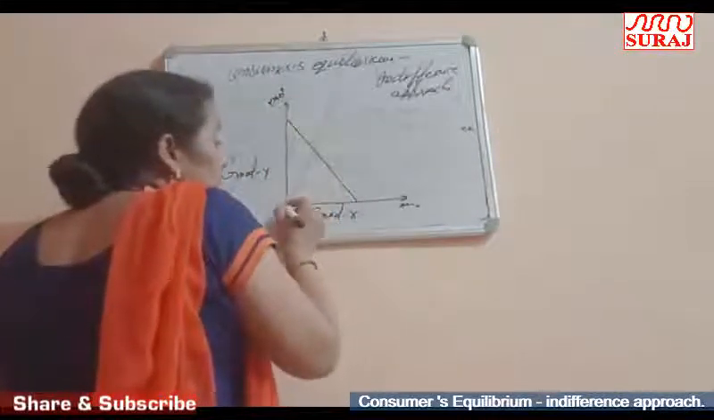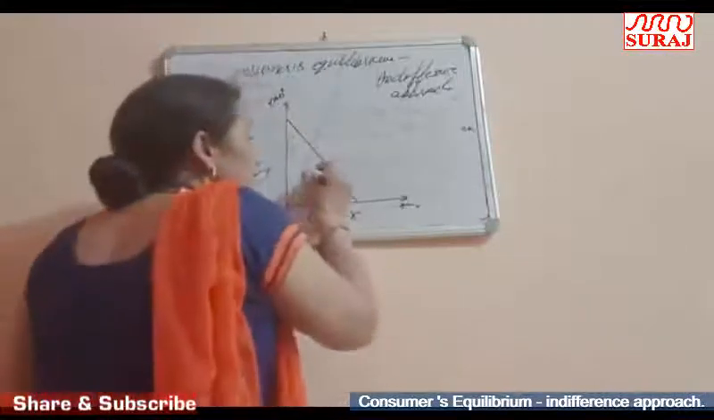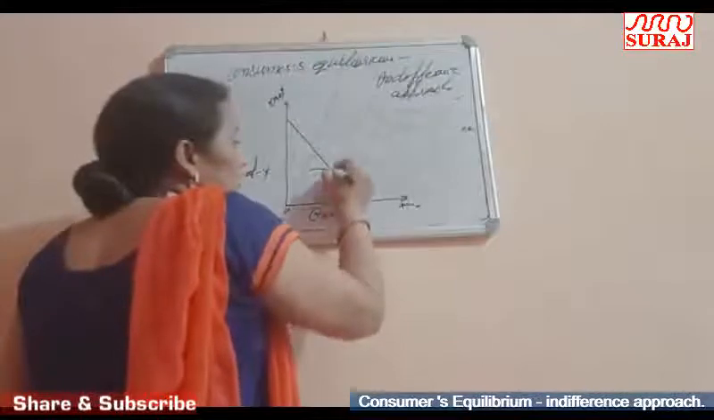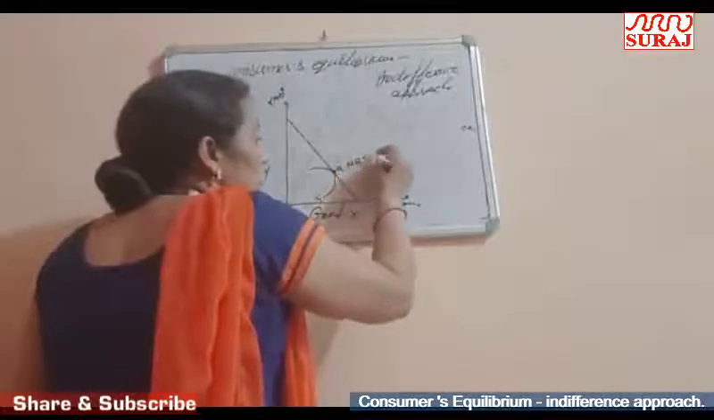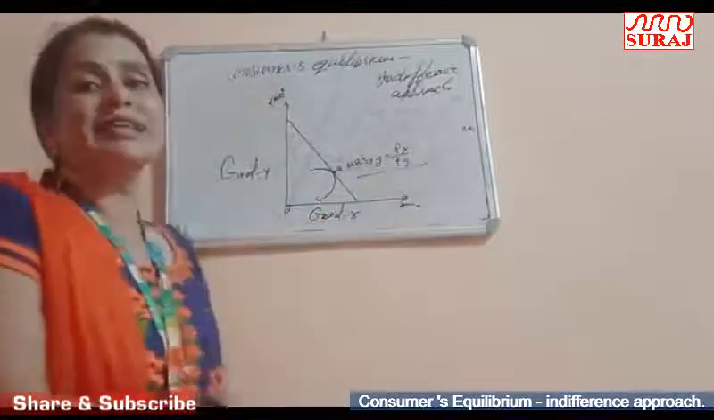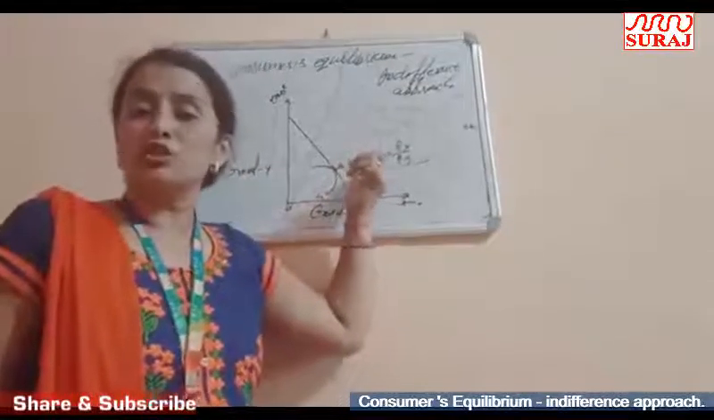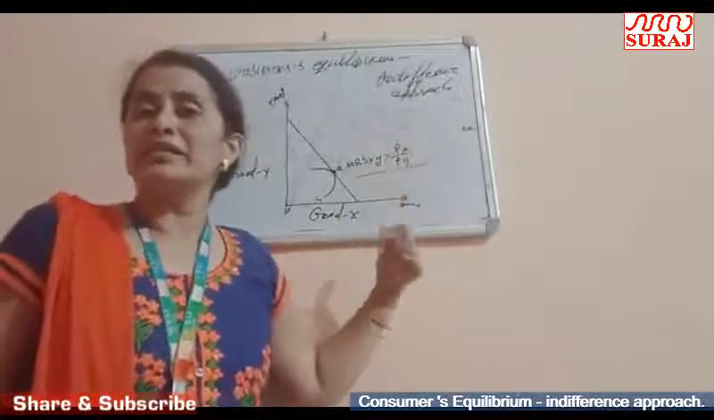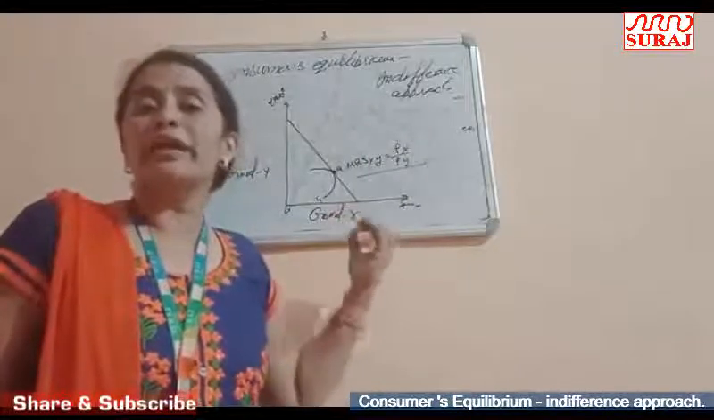First of all, if the IC is concave to the origin, then why can the IC not be concave to the origin at a point of equilibrium? Suppose IC1 and the point A is the equilibrium point where marginal rate of substitution of X and Y is equal to Px upon Py. Yani if the IC is concave to the origin, then the point A is the equilibrium point where the slope of IC and slope of budget line are equal to each other. But at this point, IC is concave to the origin. So it is not an equilibrium point.